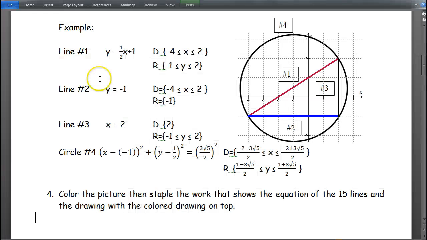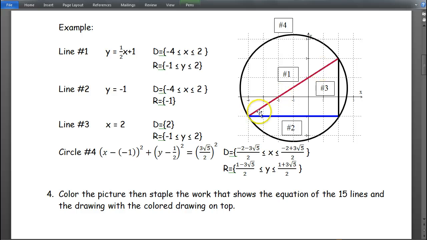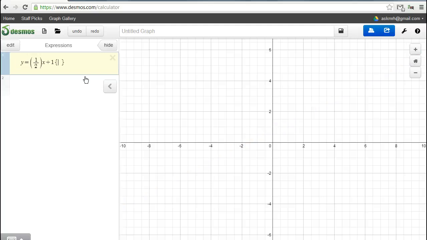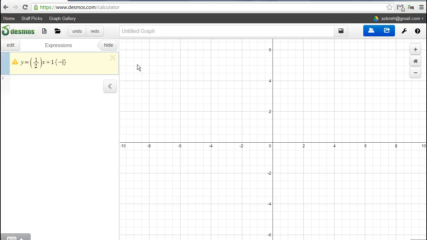Now, this line doesn't look like this picture, right? How do I make it so that it just goes from, look at my domain, negative 4 to 2? I even wrote down the domain, right? So how do I graph this? Because if I don't put any domain, the line is going to go forever, so I'm not going to get this triangle. Desmos has a nice way to put the domain. All you have to do is put a brace and look at the domain. We wrote down domain is negative 4 to 2, right? So I'm going to put x is less than, negative 4, and then x, and then 2. There you go.